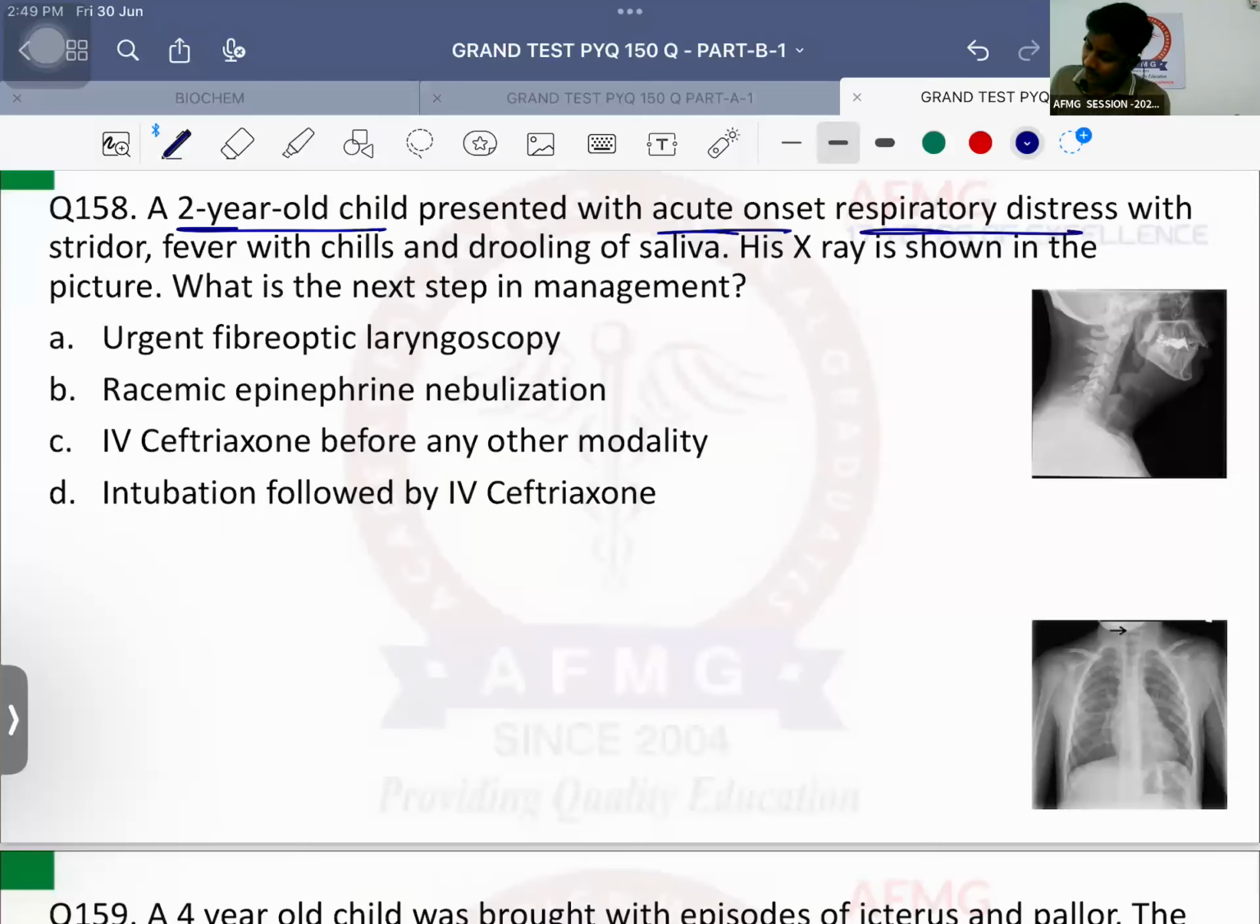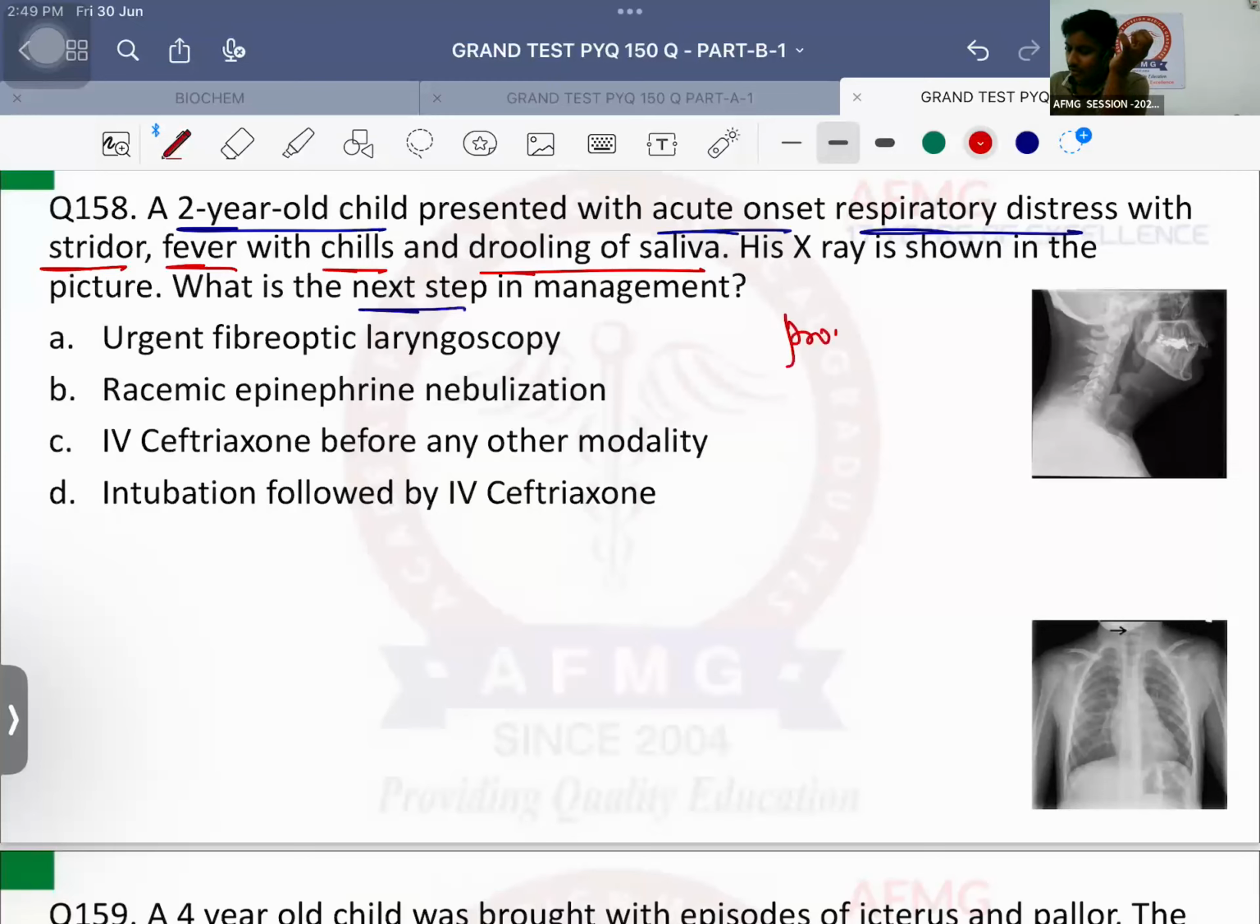2-year-old child presented with acute onset respiratory distress with stridor. Stridor is noisy breathing, suggestive of upper airway obstruction, along with fever with chills, and there is drooling of saliva. The child is not able to swallow the saliva because swallowing is very, very painful. The airway has been inflamed. There is a lot of inflammation and a lot of edema inside the throat. His X-ray is shown in the picture. What is the next step in management?